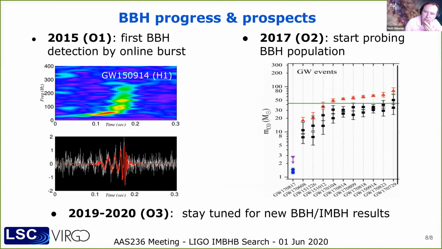I had a quick question. Is it possible that LIGO could observe a supermassive black hole merger? No.